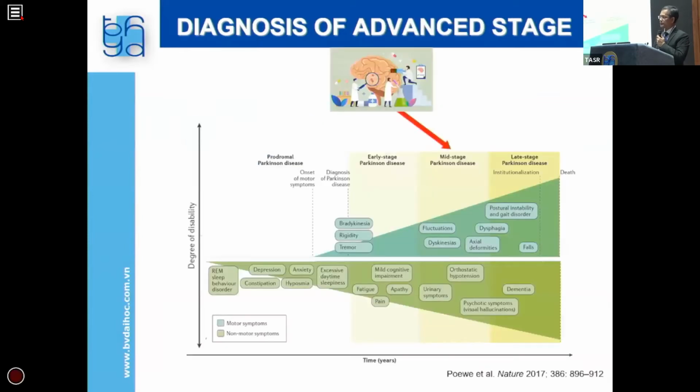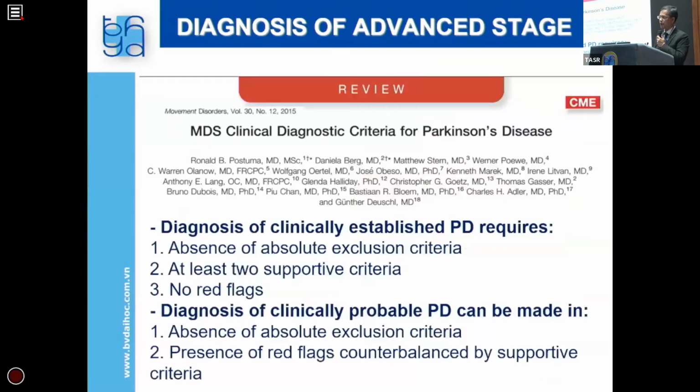If we catch the patient at the late stage, the middle stage, how can we make the diagnosis? So we also use this criteria, but you must review all the absolute exclusion criteria and all the red flags, because at this stage, maybe the patient will show a red flag, maybe an absolute exclusion criterion appears. So we must review the patient. We will re-examine the patient again to rule it out.